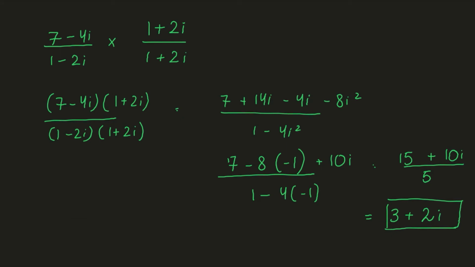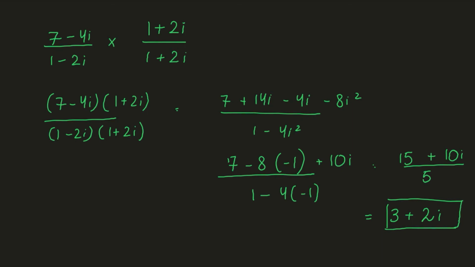So here you have 7 minus 4i over 1 minus 2i, and we have to remove the i from the denominator. So we're going to take the conjugate. The conjugate is an expression which is taken by looking at the denominator. For example, if the denominator is 1 minus 2i, the conjugate of that will be 1 plus 2i over 1 plus 2i.